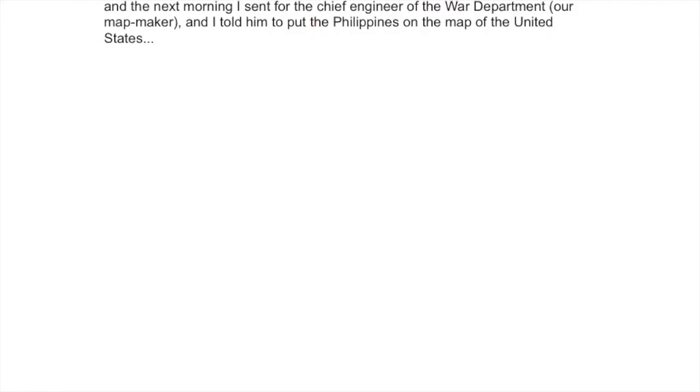Okay, so we've just read this primary source. So clearly the author thinks that he had no choice but to go ahead and annex the Philippines. So I'm going to go ahead and shrink the text for this paragraph.